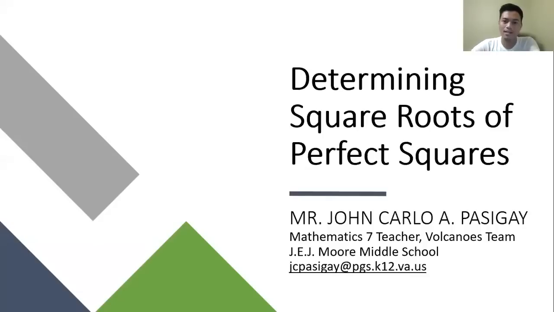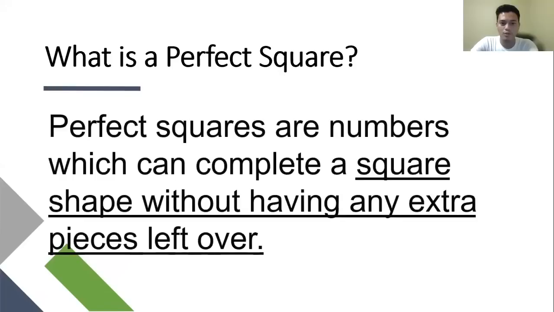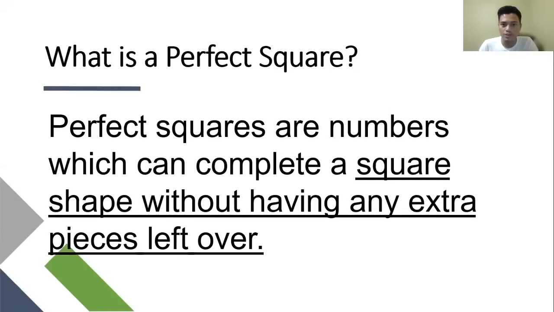using this and applying this in our lesson for today. And this is determining square roots of perfect squares. Okay, so what is a perfect square? If you have heard it, well, we can apply it also, and we can use this and determine this term using Desmos. But before that, a perfect square are numbers which can complete a square shape without having any extra pieces left over. So if you will go to your Google Classroom, there will be a Desmos activity task that you can work on. So let's try it.